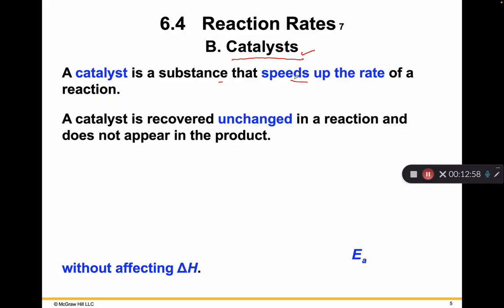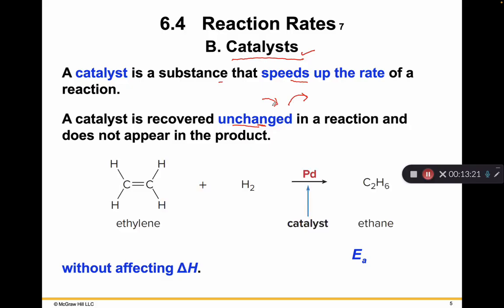How do they work? As I mentioned, the catalyst will be recovered unchanged in a reaction. If they are used up, they will get regenerated. That's why we say unchanged. They do not appear in the product, meaning there is no change in the catalyst. The net change will not be there. So catalysts are the substances that help to speed up the rate of the reaction.